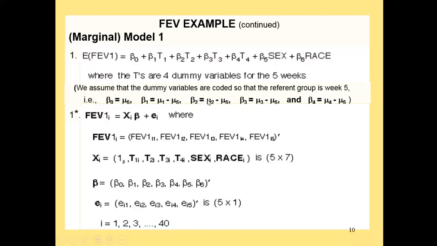Beta 2 will be the difference between week 2 and week 5. Beta 3 between week 3 and week 5. Beta 4 between week 4 and week 5. That's what these coefficients are going to represent. Okay?